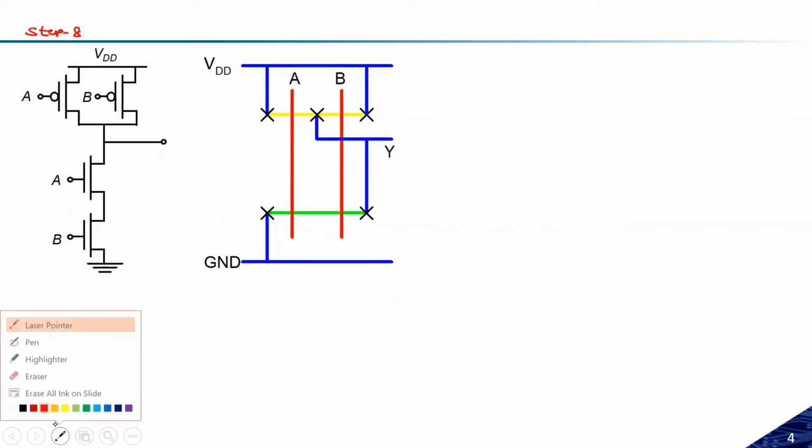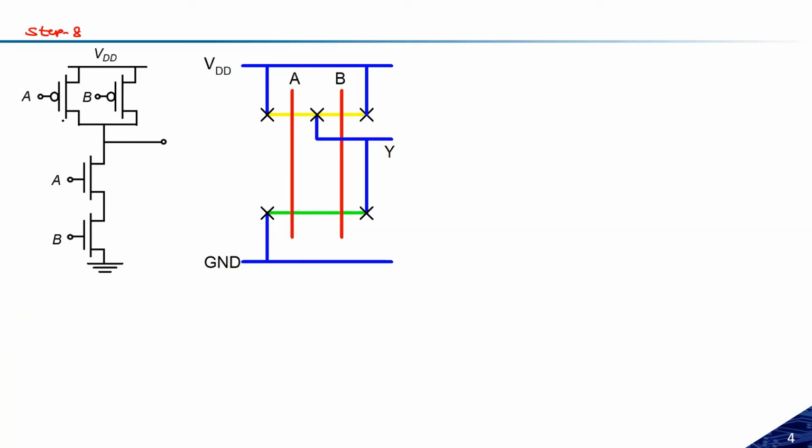Let me write something with another color, which is not here. Black is also there. Yeah, this color is not here. So let us assume this is M1, this is M2, this is M3, and this is M4. So this indicates transistor M1, this indicates transistor M2, this indicates transistor M3, and this indicates transistor M4. These are the components M1, M2, M3, and M4.